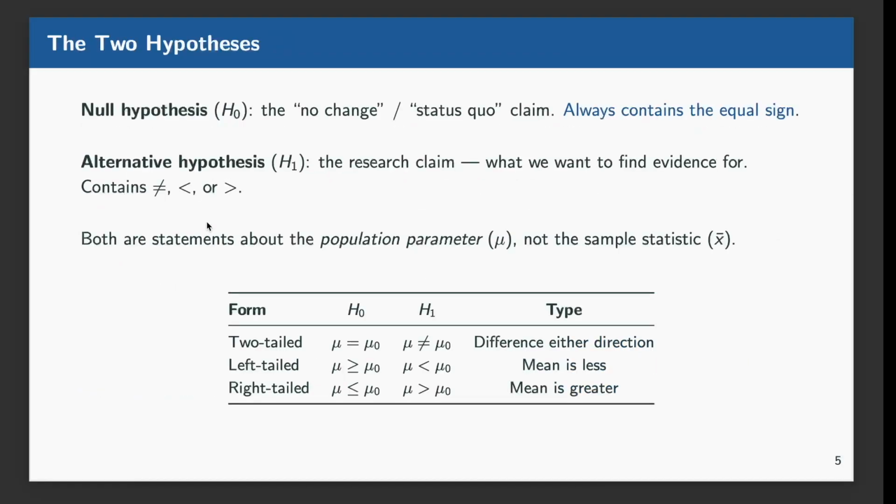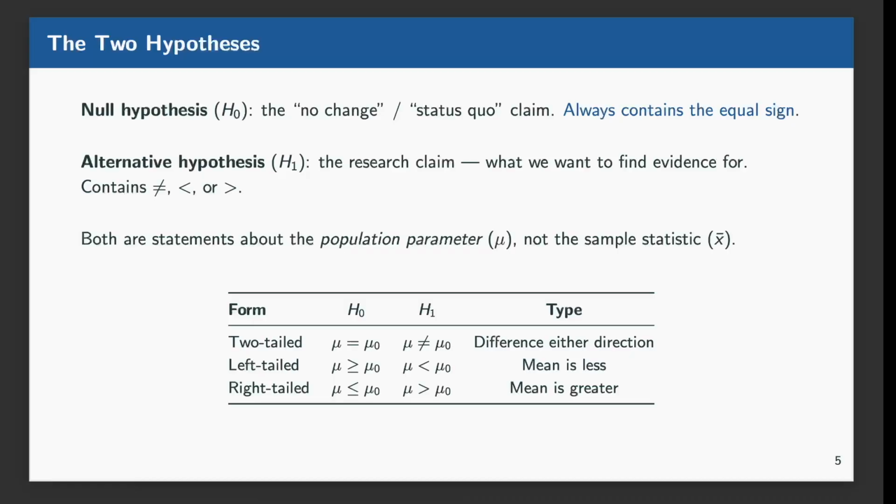Every hypothesis test starts with 2 competing statements, and the vocabulary here genuinely matters, so let's be precise about it. The null hypothesis, written H0, is the no change, nothing unusual going on here claim. It always contains an equals sign somewhere in it. The alternative hypothesis, written H1, is the claim we are actually investigating, what we suspect might be true instead of the status quo. It contains not equal to, less than, or greater than.